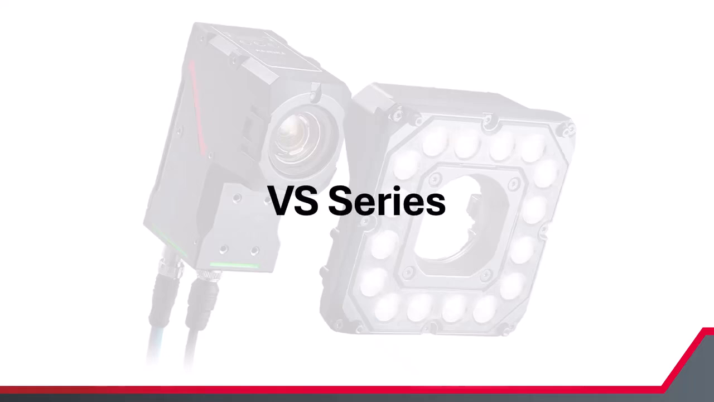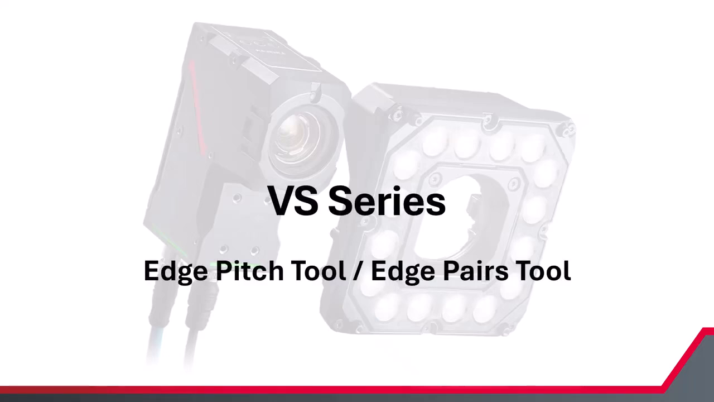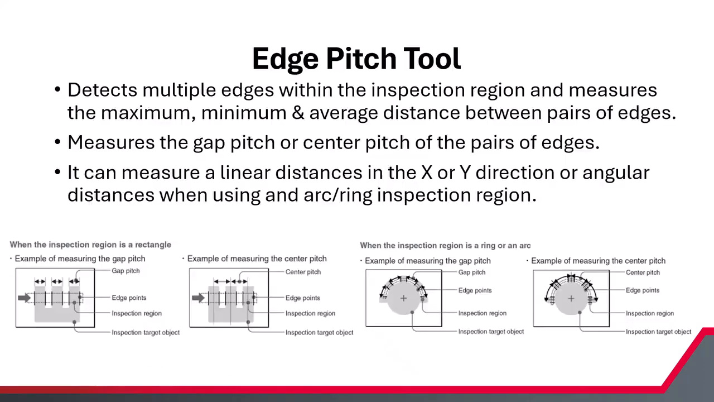VS series, Edge Pitch Tool and Edge Pairs Tool. The Edge Pitch tool detects multiple edges within the inspection region and measures the maximum, minimum, and average distance between pairs of edges. It measures the gap pitch or center pitch of the pairs of edges. It can measure linear distances in the X or Y direction or angular distances when using an arc or ring inspection region.